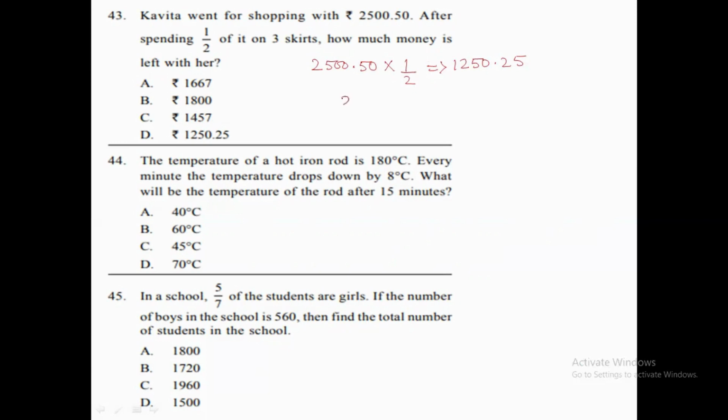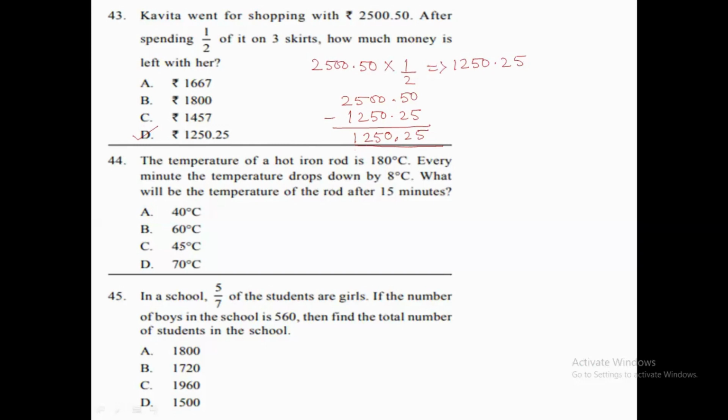So we need to subtract 1250.25 from 2500.50. When we are subtracting it, 5 minus... here we are getting 2. Here 0 will remain 0 only. 10 minus 5 is 5 only. 4 minus 2 is 2 only. Then it is 1. So we are getting 1250.25 only. So that is our option number D. Understood? Okay, let's move on to the next question.